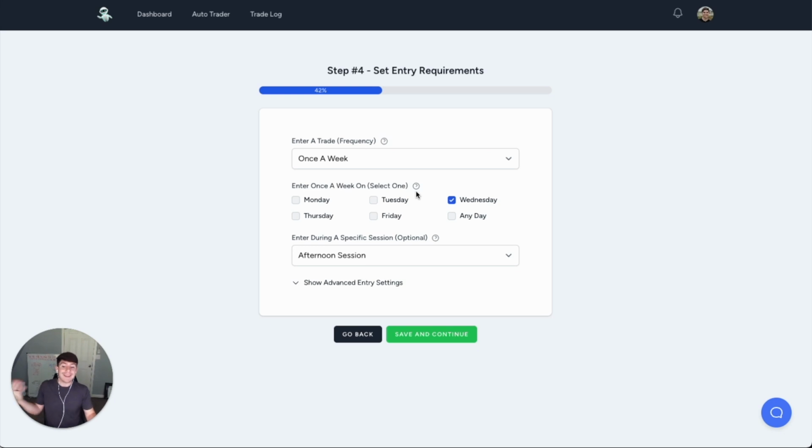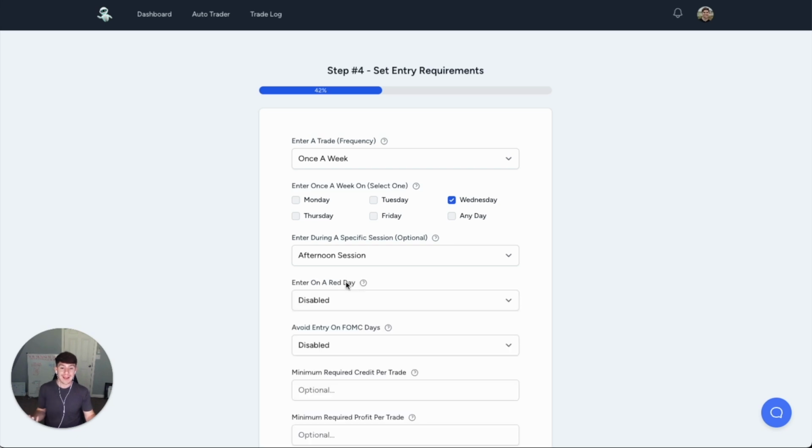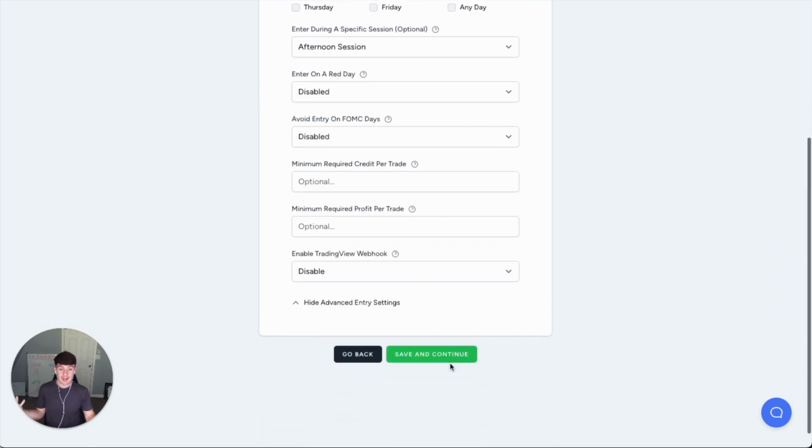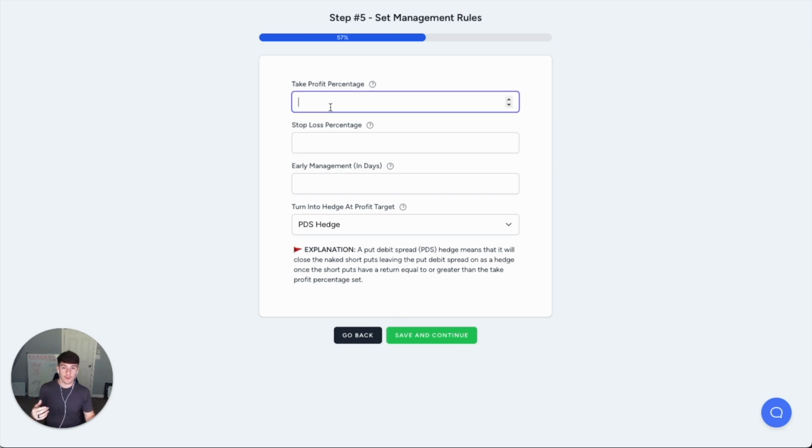How often you want to enter that trade, once a week, once a month, multiple times a week. You can set that all up here. If you want to enter on only red days, you can say that too. So again, all those rules here. We can set our take profit of 80%, right? We can set a stop loss of 300.